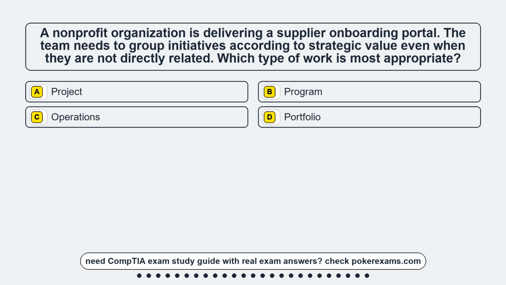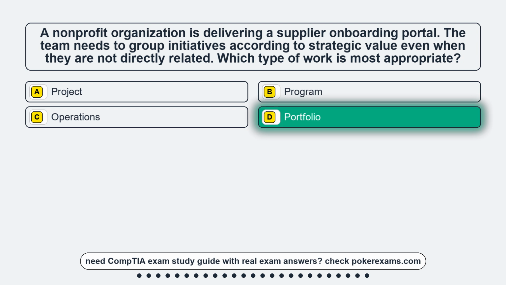Question 10. A nonprofit organization is delivering a supplier onboarding portal. The team needs to group initiatives according to strategic value even when they are not directly related. Which type of work is most appropriate? Option A, project. Option B, program. Option C, operations. Option D, portfolio. The correct answer is option D, portfolio.